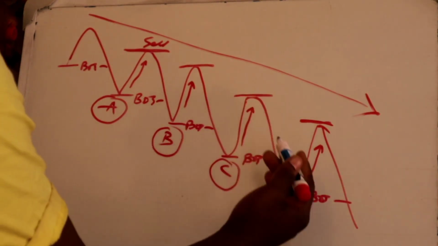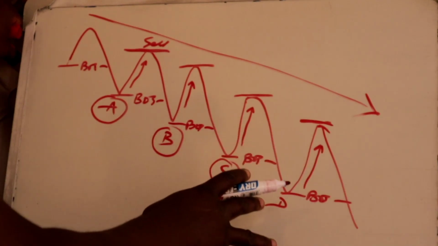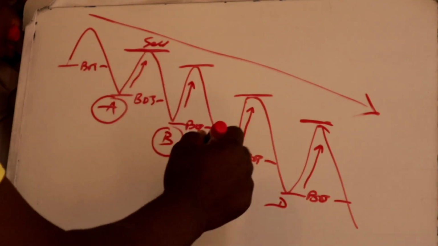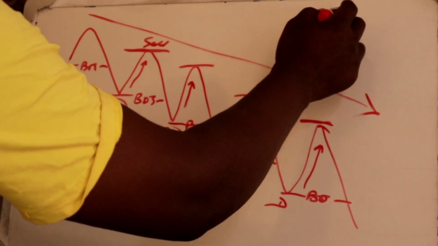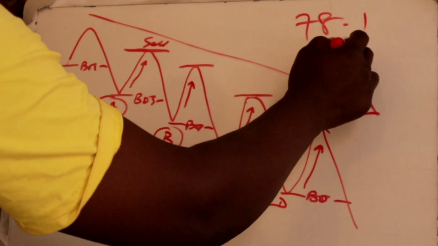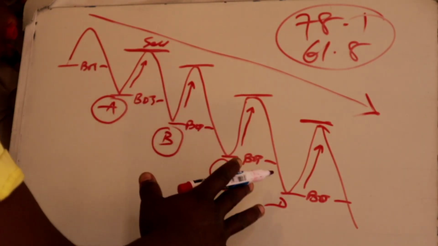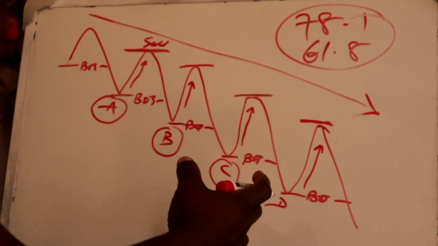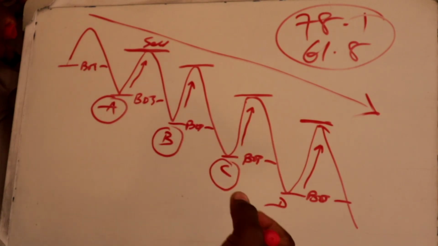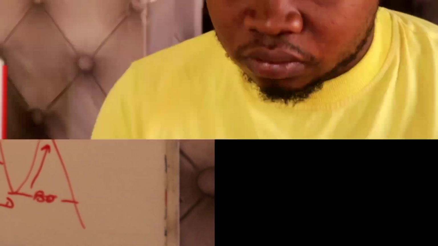Now there are two zones or two points in the Fibonacci level that I pay attention to. These zones are 78.6 and 61.8. These are my two major zones. Now I will show you these zones on the chart and how you can use them. So let's go into the Forex chart right now.